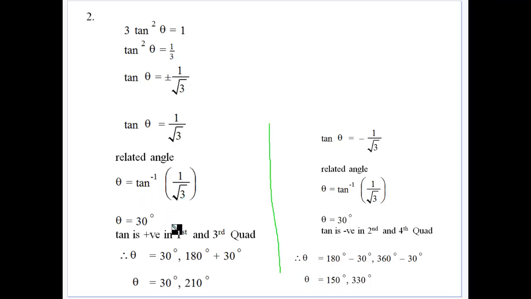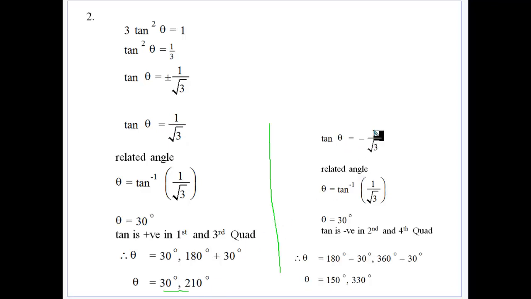So when we take inverse tan of it, and tan's positive in the first and third quadrant, our related angle's 30 there. In the third quadrant, we're going to add 30 to 180, gives us 210. So there's two of our solutions, because tan of theta is equal to positive 1 on root 3 gives those two solutions.